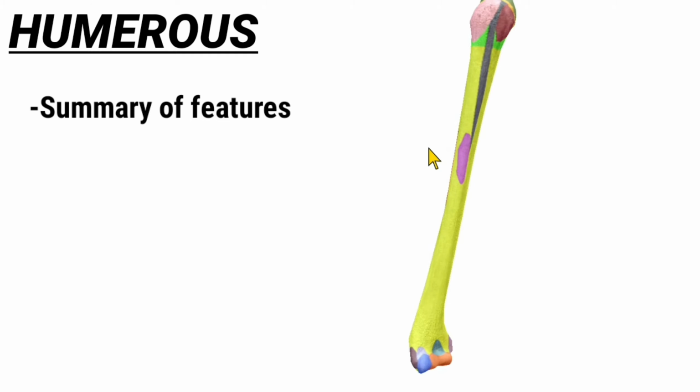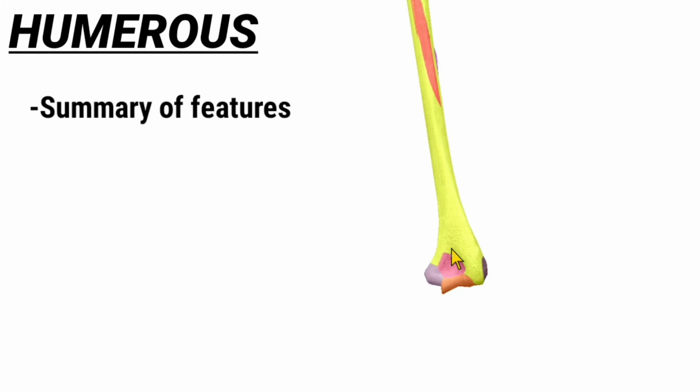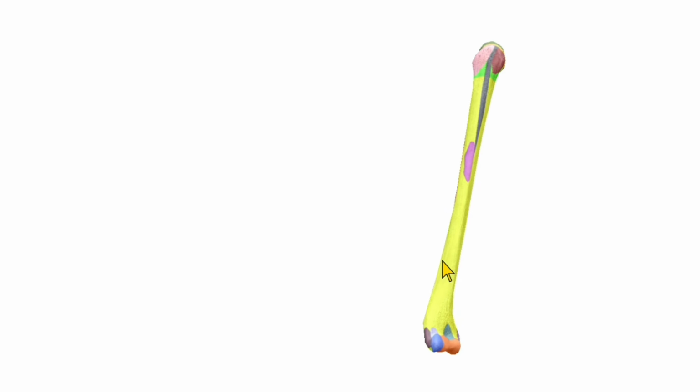And in the lower end, here is the trochlea, capitulum and medial epicondyle, lateral epicondyle here, and two fossae anteriorly. This is the coronoid fossa, this is the radial fossa. In the posterior aspect here is the olecranon fossa, this structure is the olecranon fossa. This was the features of humerus.